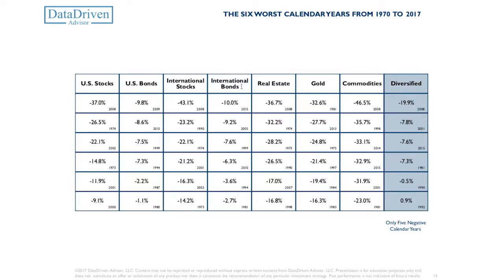International stocks and bonds, of course, many down years. Real estate, gold, and commodities, same story, many down years. That diversified portfolio would have only had 5 losing calendar years since 1970, only 1 calendar year losing more than 8%. Diversification is very robust.